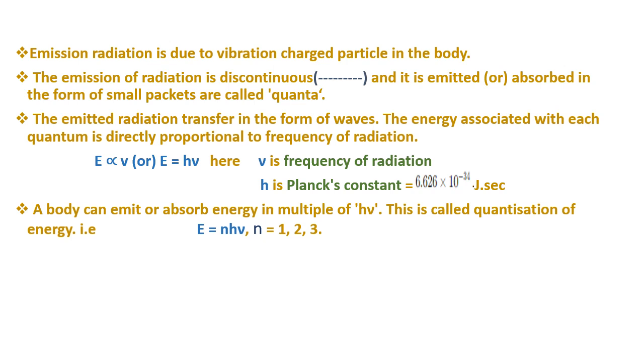A body can emit or absorb only multiples of hν. This is called quantization of energy. That is, basically the body can emit radiation in the form of multiples of hν, in the sense it gives energy in the form of multiples of quanta. It cannot emit one quantum. In the same way, absorption also happens in the form of multiples of quanta, not one quantum or two quanta like that.